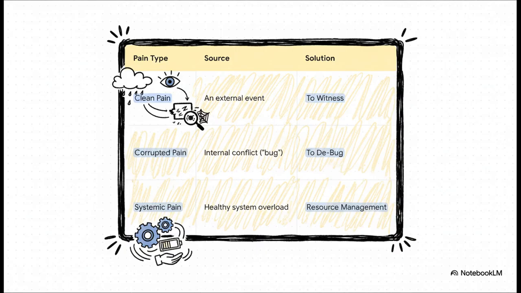Okay, this table right here, this is basically the master key to the whole system. We've got three types of pain, and you'll see each one has a totally different source and needs a completely different solution. Think of these as specific error codes for your own operating system. You've got clean pain, which needs to be witnessed, corrupted pain, which has to be debugged, and systemic pain, which is all about resource management. Let's break each one down.